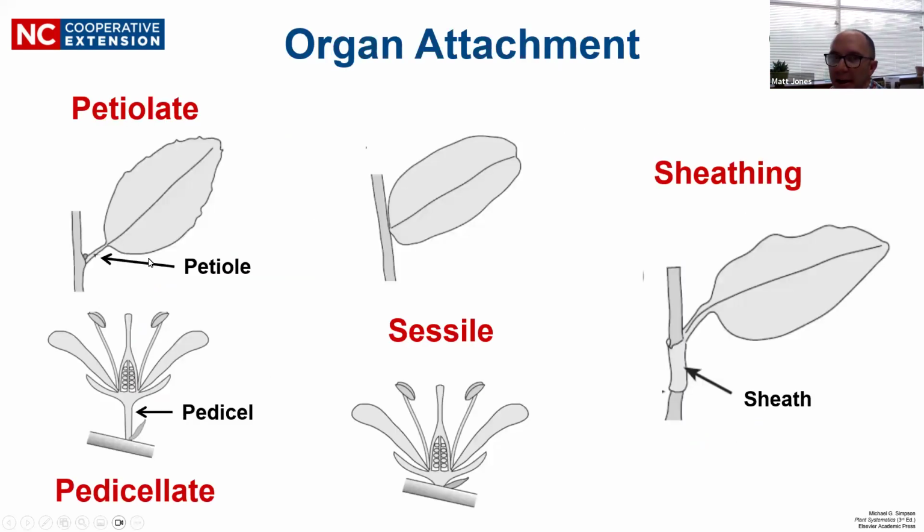A few other ancillary terms to be aware of. Most leaves have obvious petioles, so they're said to be petiolate. And most flowers have a similar structure called a pedicel. So it's that little stemmy-like structure that attaches the flower to the rest of the stem. So if those are obvious, it's said to be pedicellate. But if the petiole or the pedicel is so short that the leaf or the flower seems to be attached directly to the stem, it is described as being sessile.